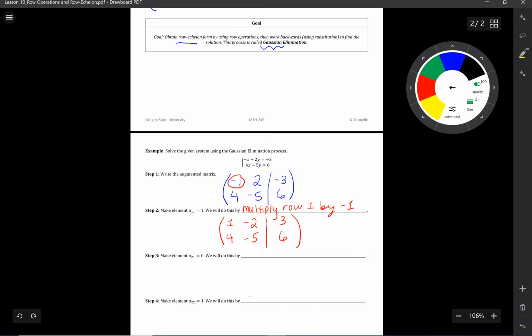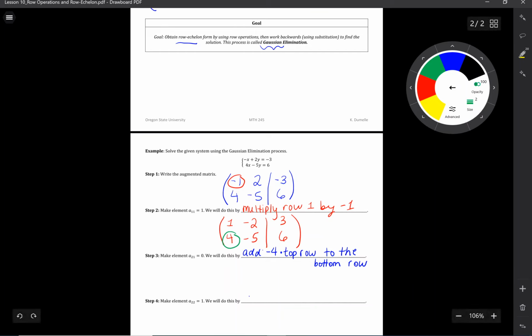Next, I want this element to be 0 in order to get that diagonal of 1s across the middle. So this is a little bit tricky, but I am going to add negative 4 times the top row to the bottom row. So basically, I am going to multiply the top row by -4, and then add that to the bottom row in order to make that 4 turn into a 0.